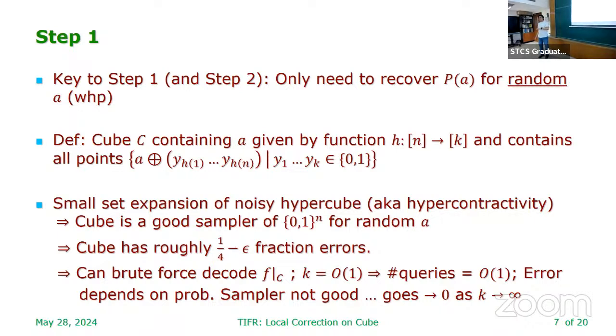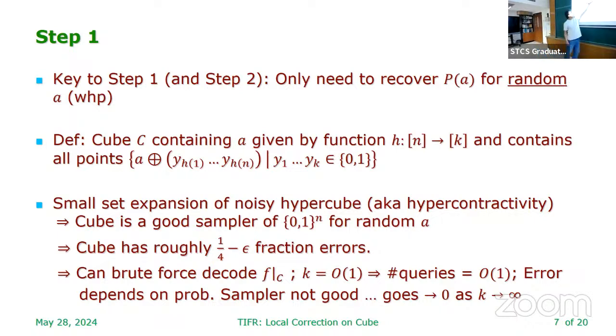That's why we will not analyze this step for what happens when you choose a worst case A. Notice that our goal is only to get a function which is usually equal to P of A. Not for all choices of A, but for a random choice of A. For a uniformly random choice of A, this cube is a very good sample of an almost pairwise independent set of points. Any one point marginally is clearly random.